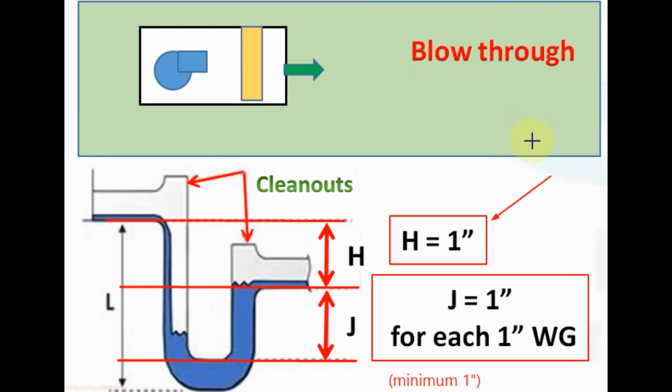For blow-through type unit, we calculate the P-trap height by this formula. We always take H equal to 1, and for J, for each 1 inch water gauge external static pressure, we take J equal to 1 inch. If the unit external static pressure is 2 inch water gauge, then J will be equal to 2 inch.